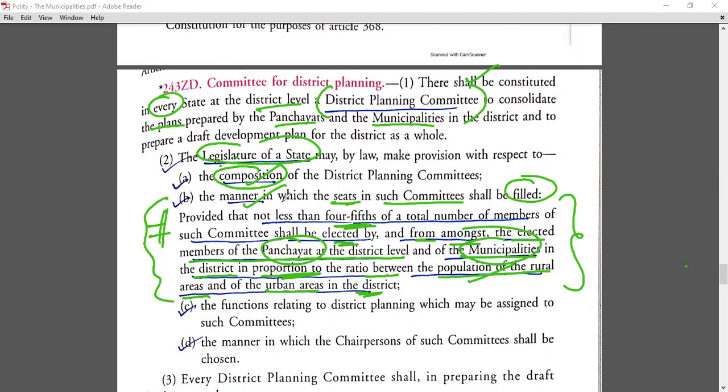Now the state legislature will also make provision regarding functions relating to district planning, which may be assigned. The manner in which the chairperson of such committees shall be chosen, the state legislature will also decide. The chairperson of such committees, how they will be chosen. Fine. Next.